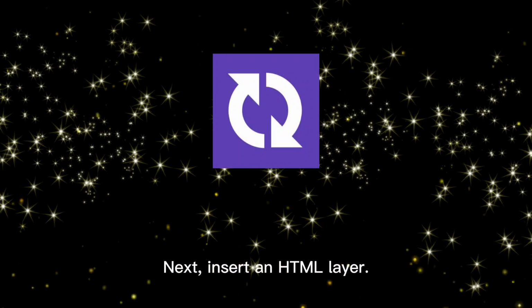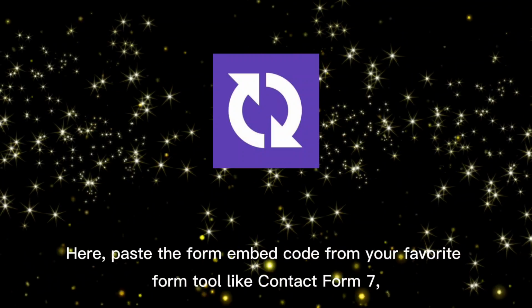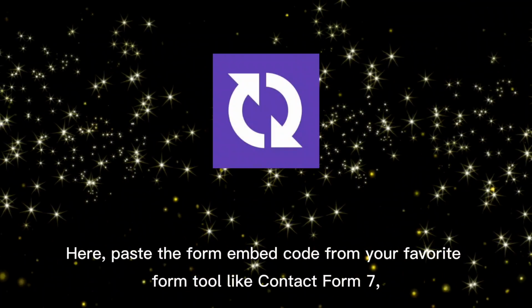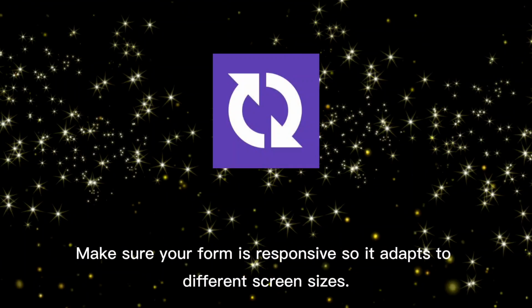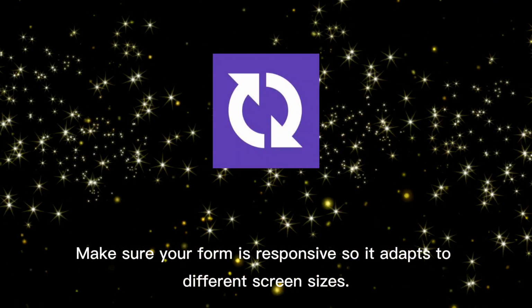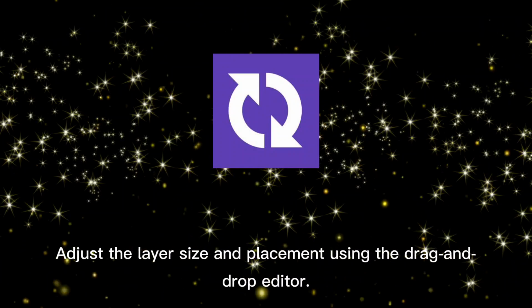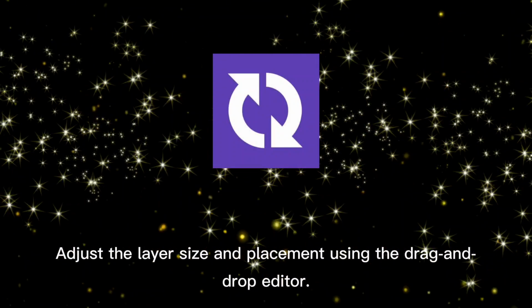Next, insert an HTML layer. Here, paste the form embed code from your favorite form tool, like Contact Form 7, WP Forms, or Typeform. Make sure your form is responsive, so it adapts to different screen sizes. Adjust the layer size and placement using the drag and drop editor.